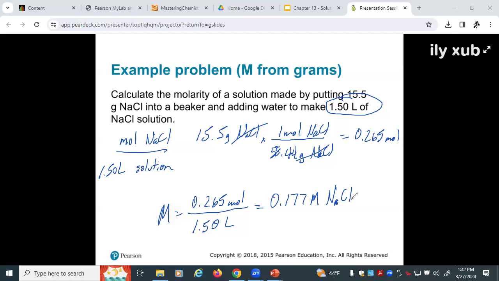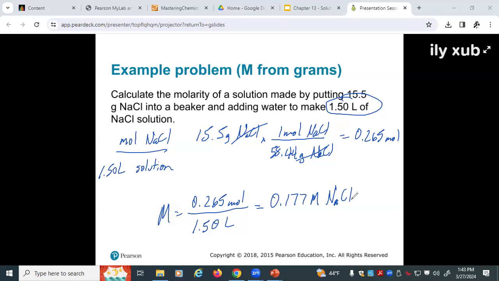Here are some things to be on the lookout for, easy ways to get tripped up on these kinds of problems. It's not uncommon to see milliliters instead of liters describing the solution. The only thing you have to remind yourself to do is convert those milliliters into liters by dividing by 1,000 first. If you forget, more often than not you're going to end up with concentrations that are really, really small.